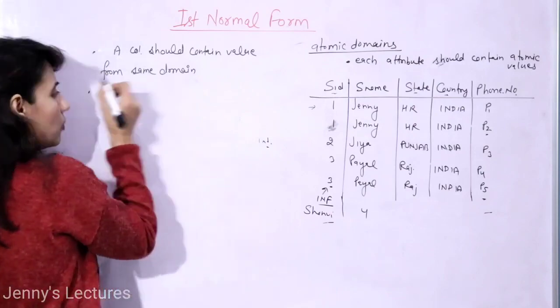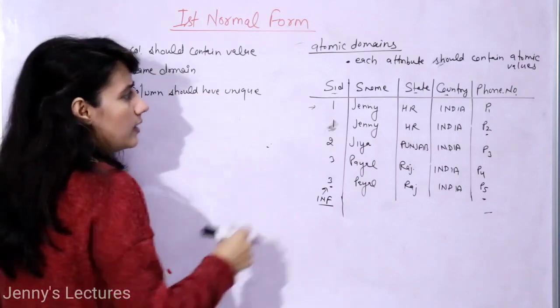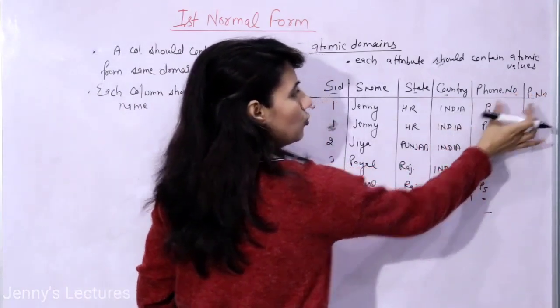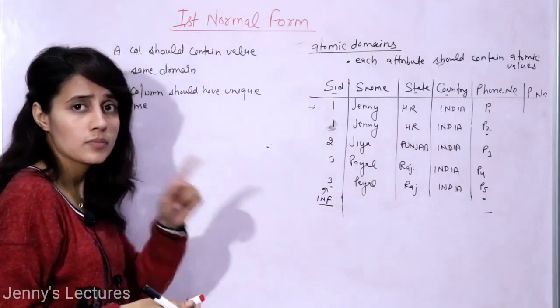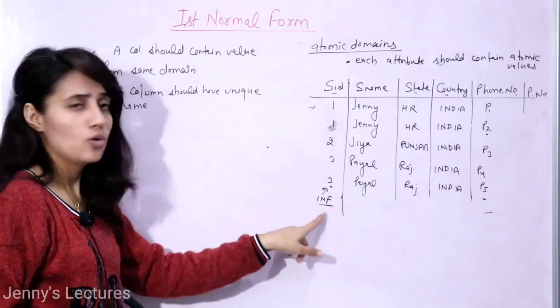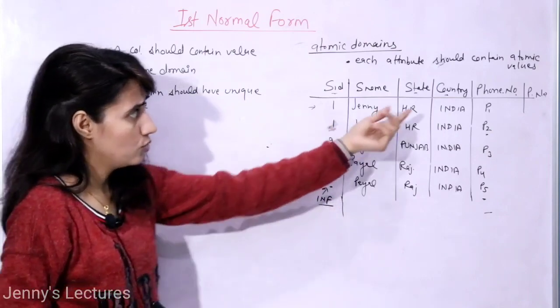Now the third rule is: each column should have a unique name. It's not like here I am taking phone number and here also I am taking phone number. 2 columns are having the same name. That is not correct. If this is the case, then that table is not in first normal form, right? Because obviously that would be incorrect.